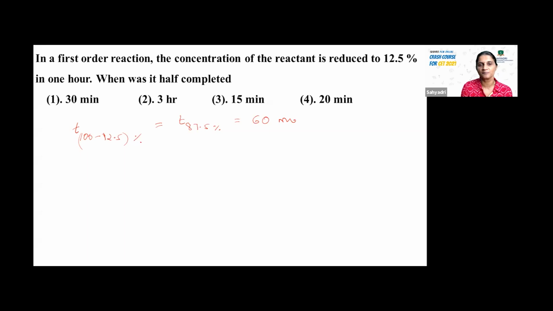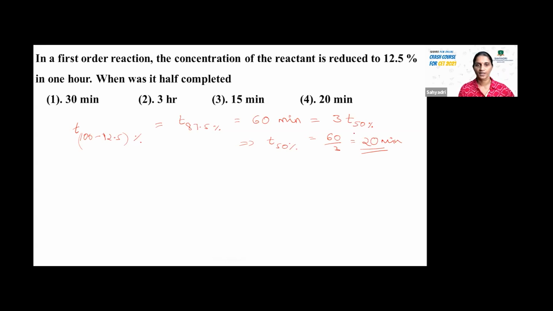87.5%, it's 60 minutes, correct? And what is asked? When was it half completed? T half is asked. T 87.5% is equal to how many T halves? T50% is to T75% is to T87.5% is 1:2:3. So it is 3 times T half. So T half is equal to 60 minutes divided by 3, which is equal to 20 minutes. It is not 30, it is 20 minutes. Again, you are making that mistake.